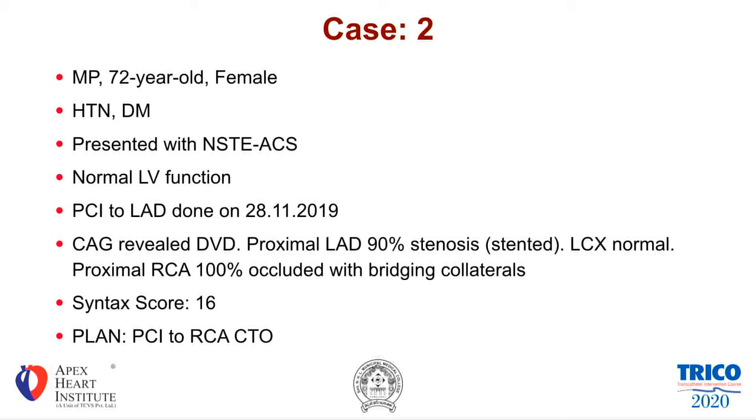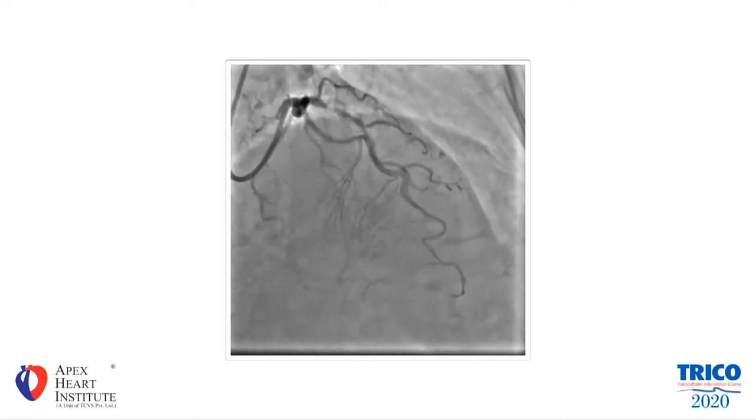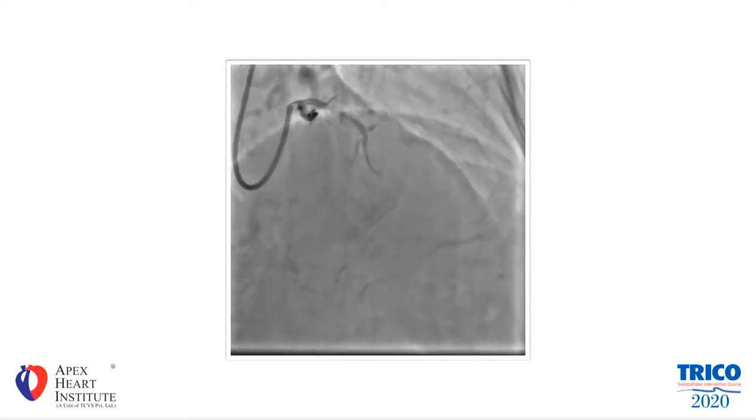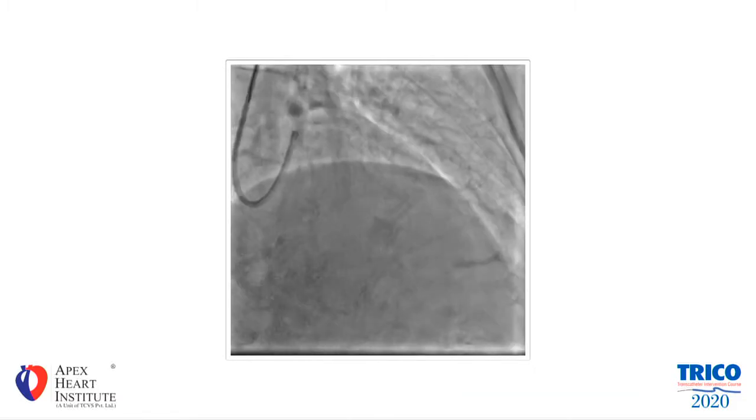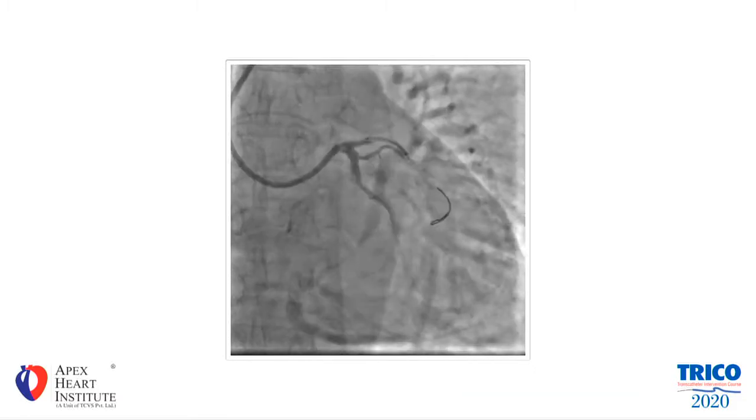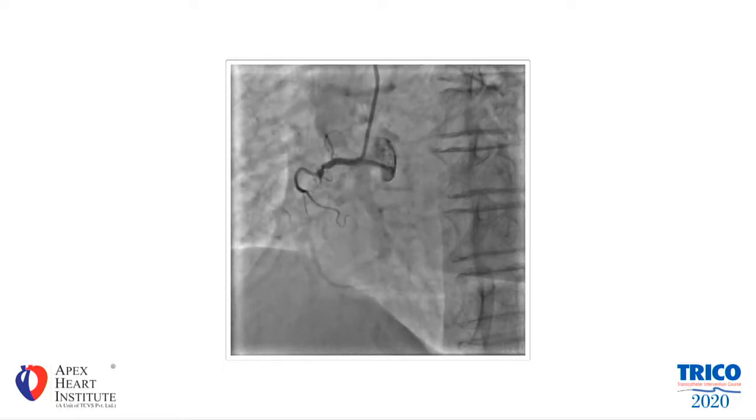Diabetic, hypertensive patient who presented to us with NSTE-ACS with a normal LV function. PCI to LAD was done in November 2019. This is the angio showing a long segment diffuse lesion in the proximal LAD, which was stented with a very good result in November of 2019. Right now, our plan is to do CTO angioplasty.